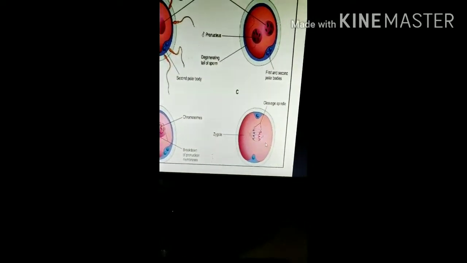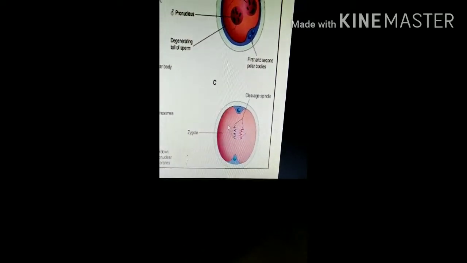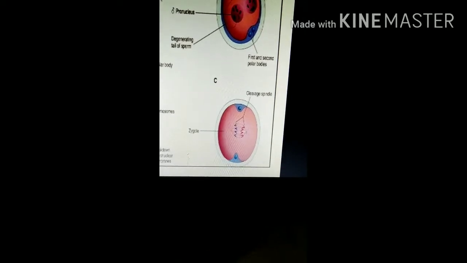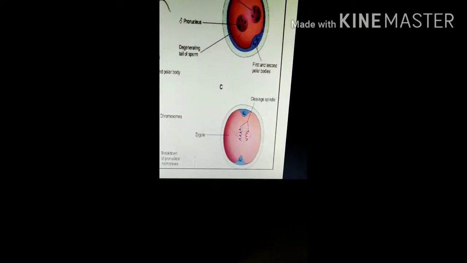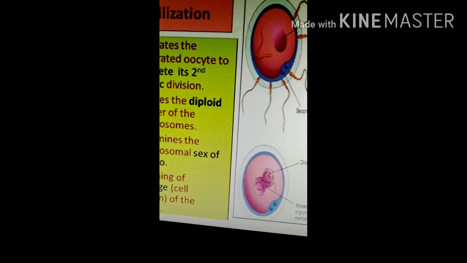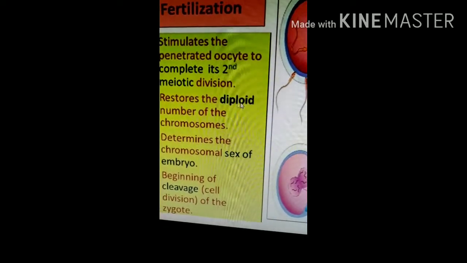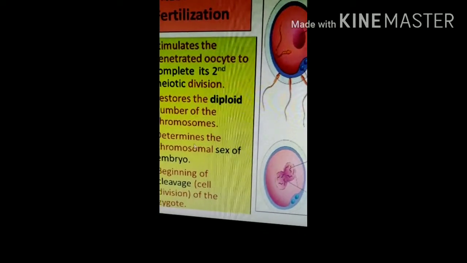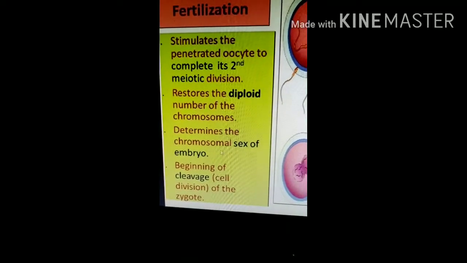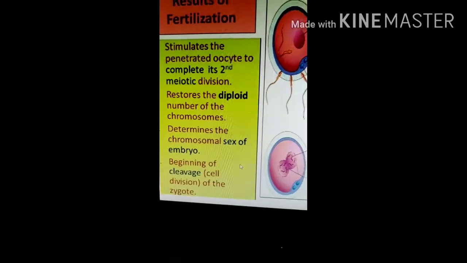Now, beginning of the cleavage, that is cell divisions. First is the 2-cell stage, and then there are repeated mitotic cell divisions, the 2, 4 and 8 cells and ongoing. So these are the results: restoration of the diploid number of chromosomes, determination of the chromosomal sex of the embryo, and last is the beginning of the cleavage, that is cell divisions.